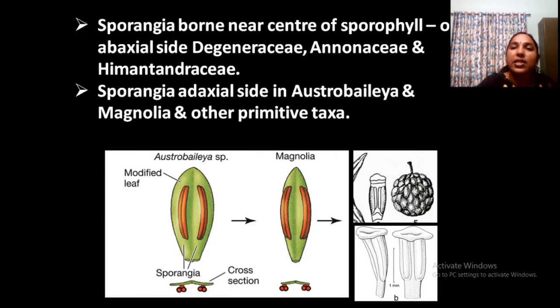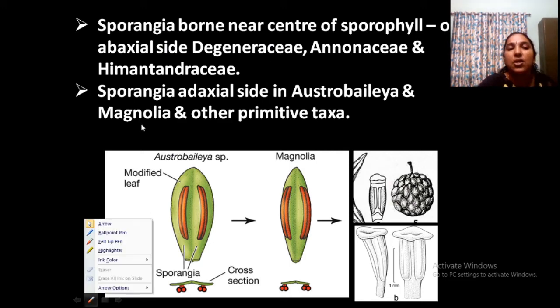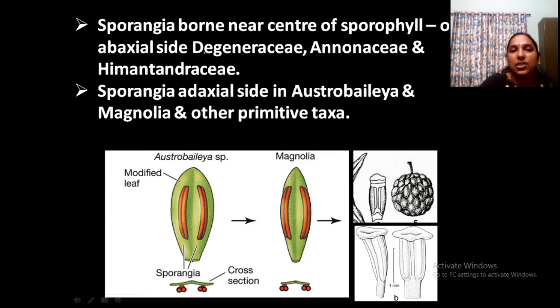Sporangia are borne usually at the center of the sporophyll, on the abaxial side, in many families like Degeneriaceae and Annonaceae. These are some very primitive families, Degeneriaceae and Annonaceae. You can see the stamens usually occurring on the abaxial surface of the leaf. In some cases, in Austrobaileya and Magnolia, they occur on the adaxial side. So there are two surfaces, one abaxial and one adaxial. Anyway, this is the condition here.